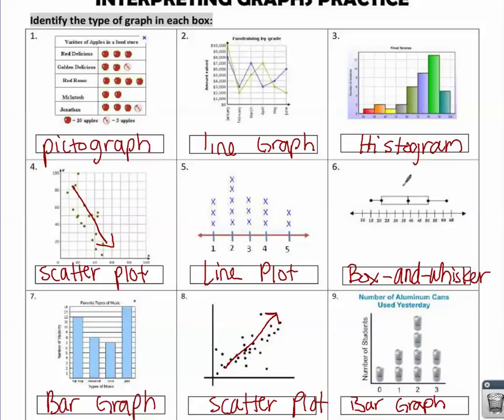5 is a line plot, 6 is a box and whisker, because you notice it makes a box, and then it has 2 whiskers on the outside. 7 and 9 are actually bar graphs. Notice the difference between 1 and 9. 1 is a pictograph, 9 is a bar graph.